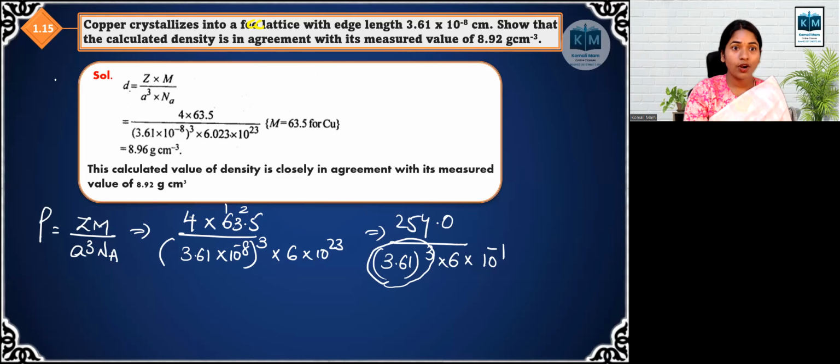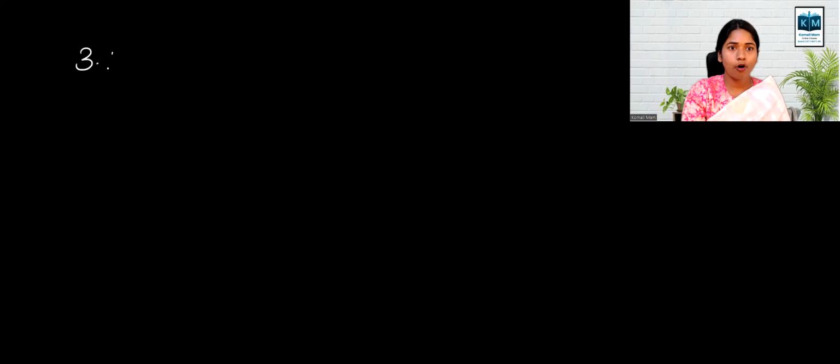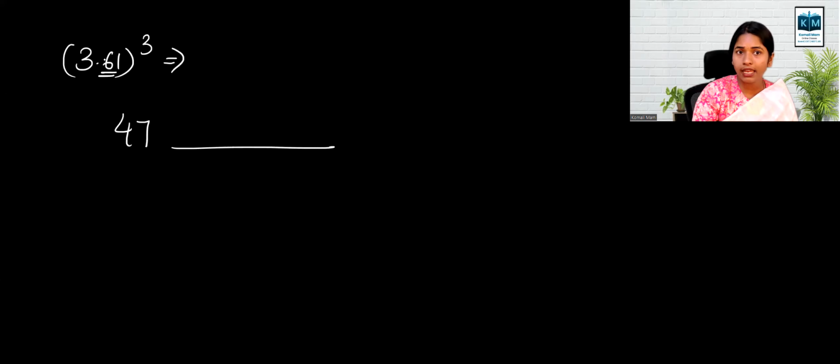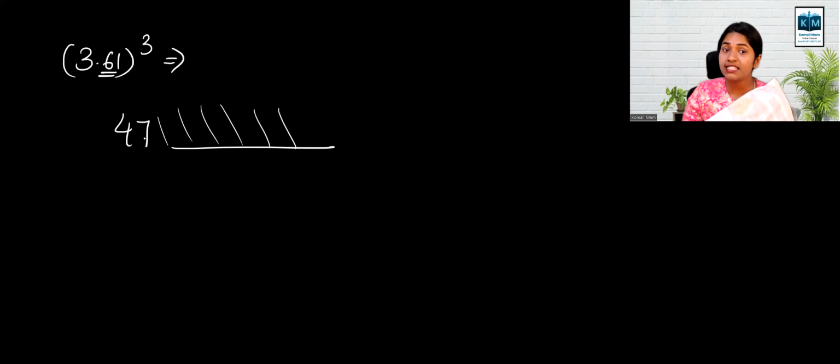So here, what I want to say is the whole cube of 3.61 gives 4, 7 and some numbers. Here what I should do is remove these decimal points. So total 2 points per one number, which means for the whole cube I removed 6 decimals. 1, 2, 3, 4, 5, like this 6 decimals if I remove, I'll be getting 47. Okay, around 47 value I'll be getting.